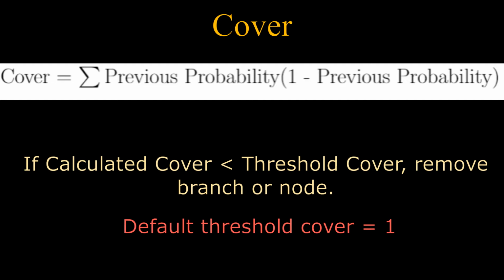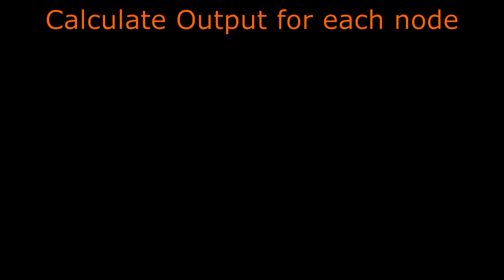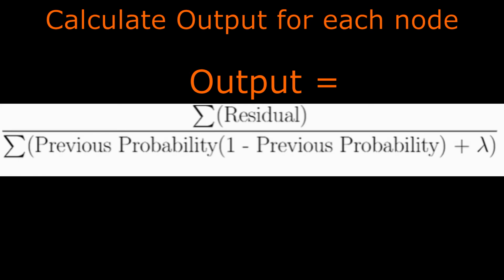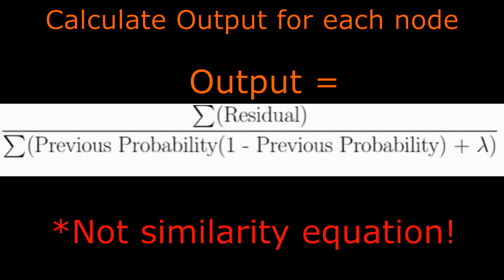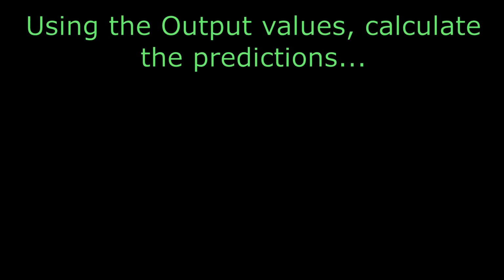After your tree has been defined, the next step of the algorithm is to calculate the output value for each node. This is defined as the sum of the residuals divided by the sum of the previous probability times 1 minus the previous probability, plus lambda. Note, this is not to be confused with the similarity score, where the numerator is the squared sum of the residual terms. You then use the output value for your predictions.